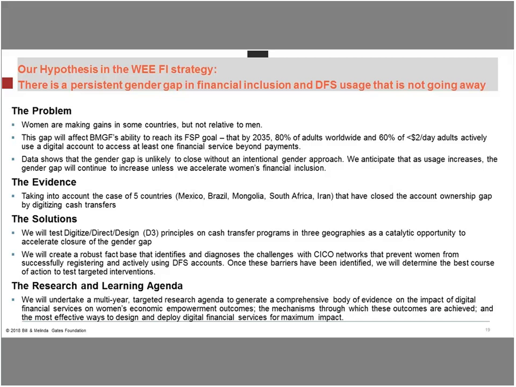And finally, we're going to be working on a research and learning agenda to generate as comprehensive a body of evidence as we can. What are the mechanisms through which we're starting to see real gains made by women when they have access to and use a digital account? There has been really promising evidence in the last several years that when women understand how to use an account and they have control over it, that really exciting things start to happen.